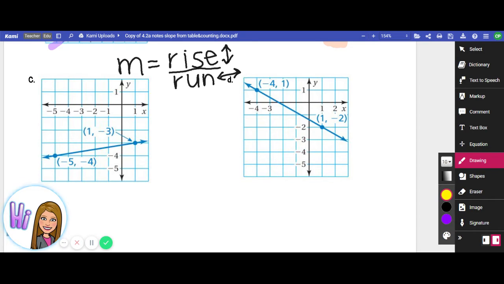So remember, we're going to read these from left to right. So starting on the left and tracing it to the right, we want to think about what type of slope these have. So if they're moving up as you move from left to right, they would be a positive slope. If it moved trending down from left to right, that would be a negative slope. So let's look at example C.